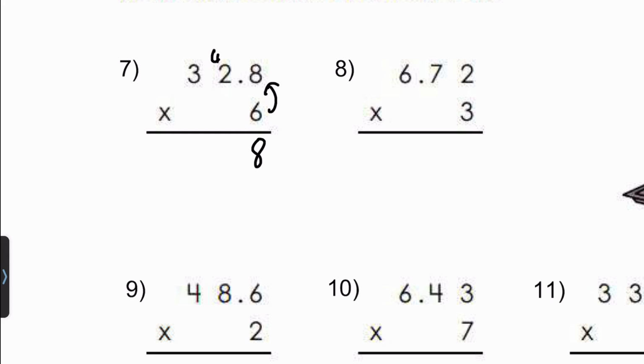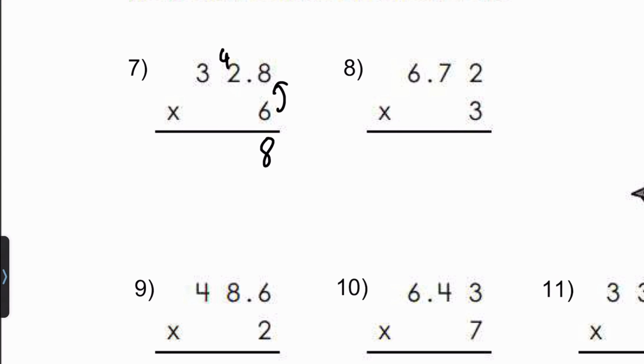Carry the 4. 6 times 2, 12, add the 4. 16. 6 times 3, 18, add the 1, 19. Again, when you have a 2-digit number and it's the final number, just put the full number in. I think you would already know this.